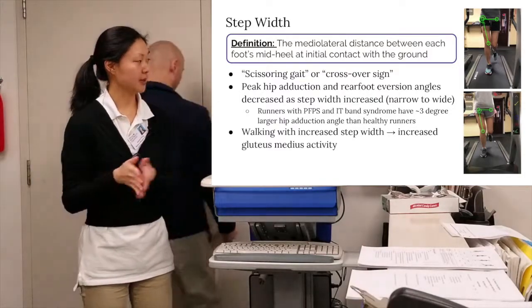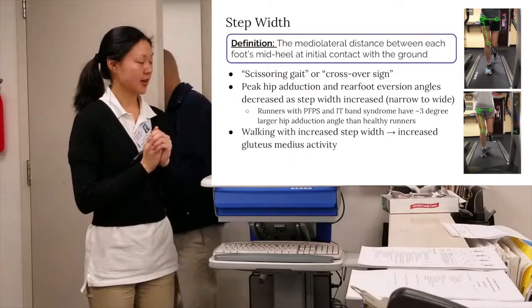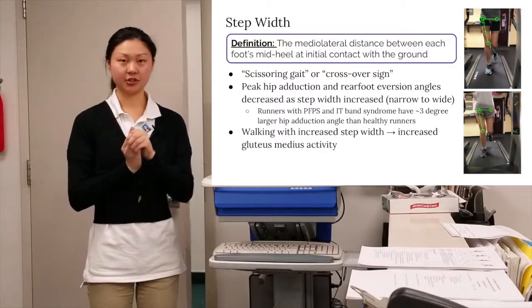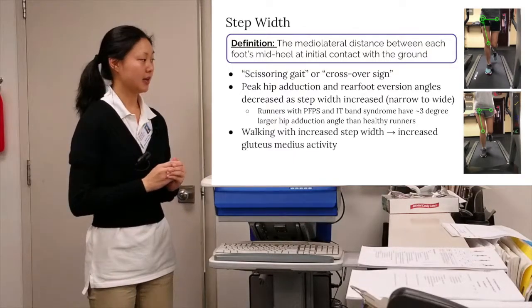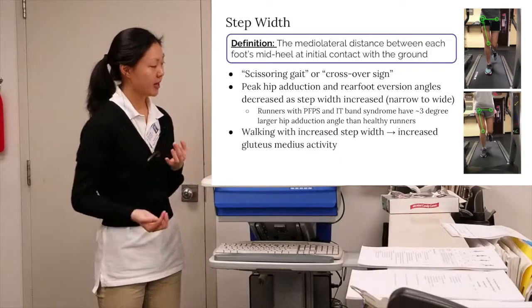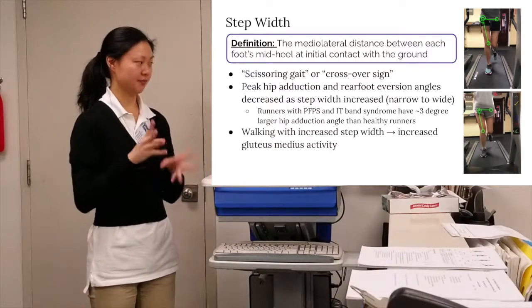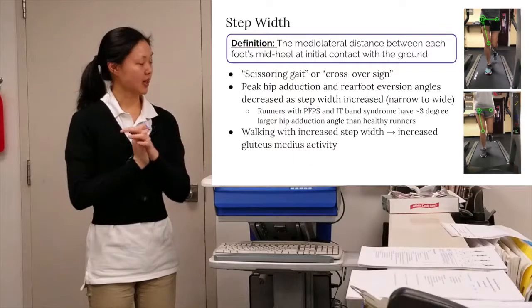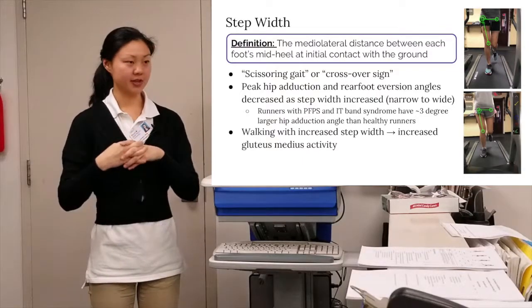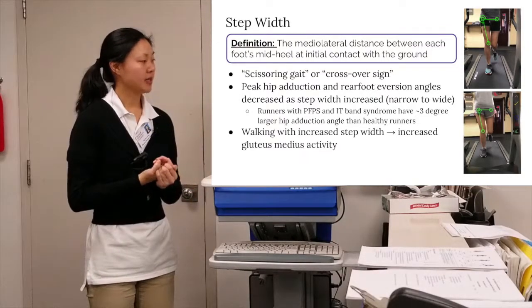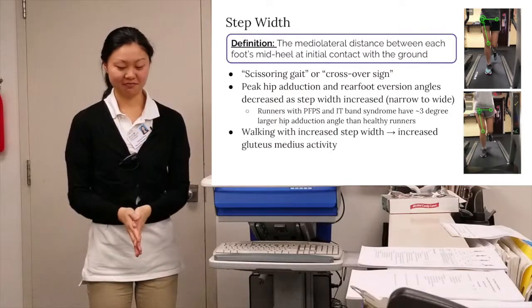They also found that runners with patellofemoral pain syndrome and IT band syndrome had a 3-degree larger hip adduction angle than healthy runners. Very small amount, but that was just a study that I looked at. So how do we correct step width? We can tell the runners to run with a greater step width.